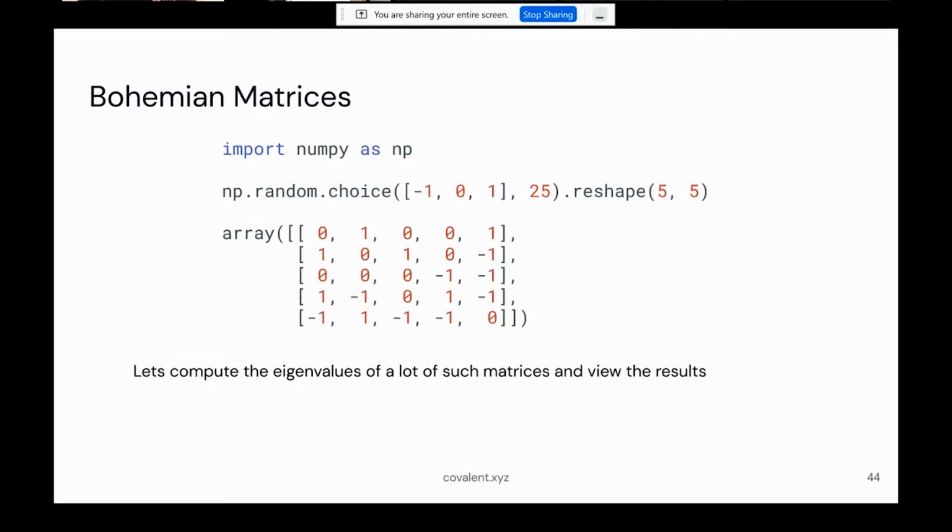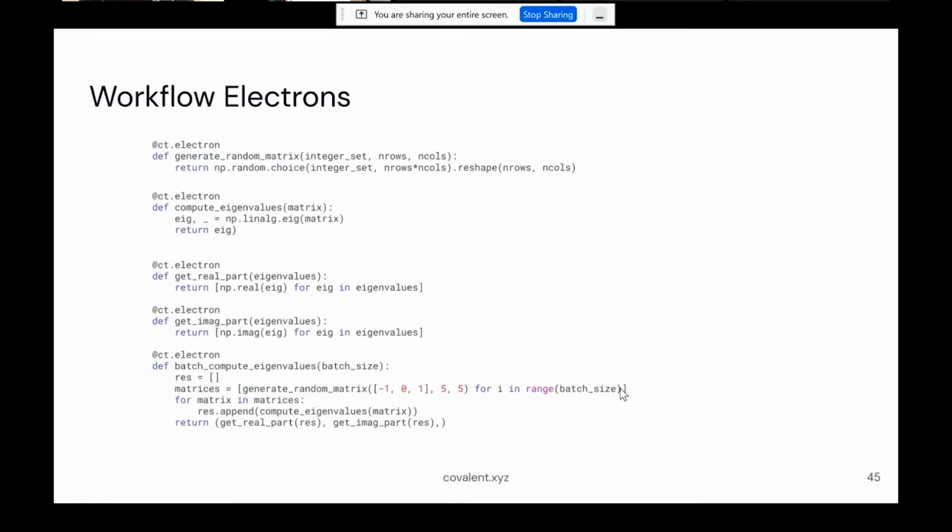Okay, and Covalent can be very easily leveraged for this. So let's take a look at how the workflow for this Bohemian eigenvalue problem would look. It's pretty simple, just very simple tasks. We generate a random matrix. The inputs to this electron, or task, are the integer set from which the matrix entries should be randomly sampled, and the size of the matrices: the number of rows and the number of columns. This electron returns a Bohemian matrix.